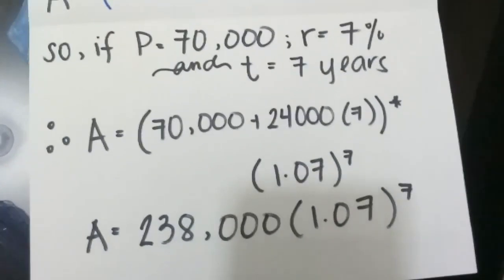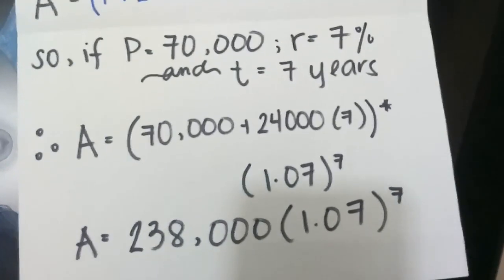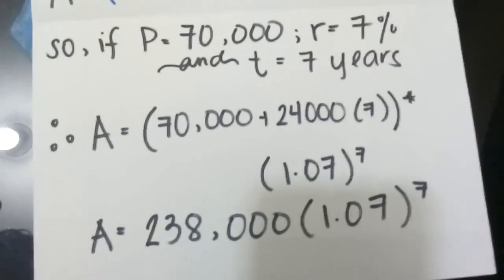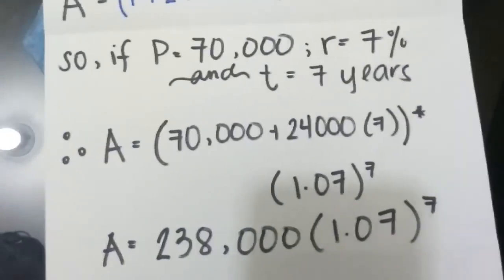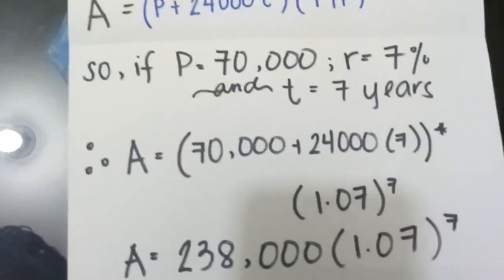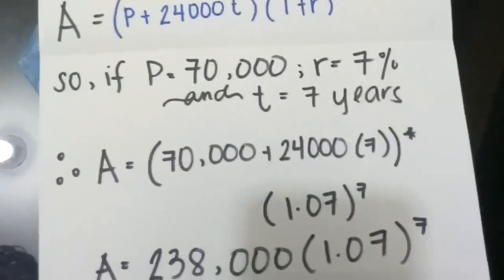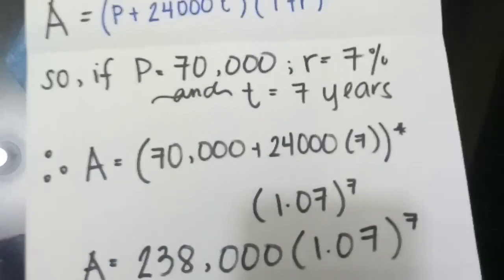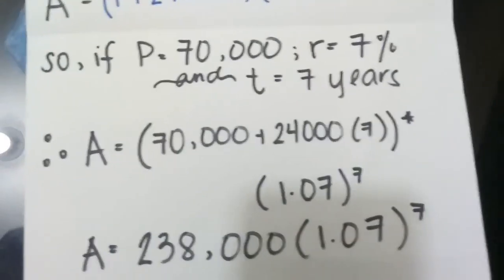Therefore, A is equal to 138,000 times 1.07 raised to 7. If we simplify this, it's really gonna be 382,175.99, or the answer. We finally proved it right. Last but not least is the population growth.